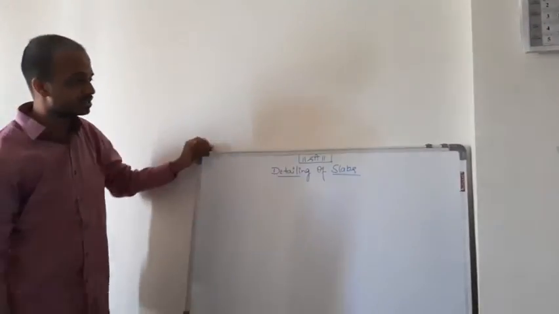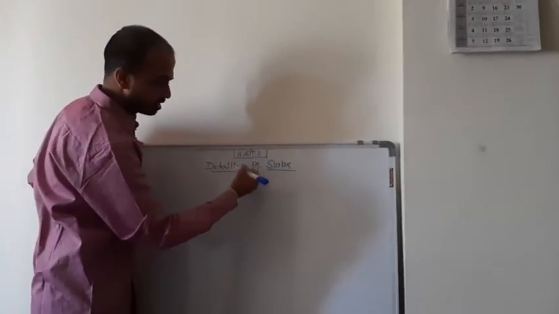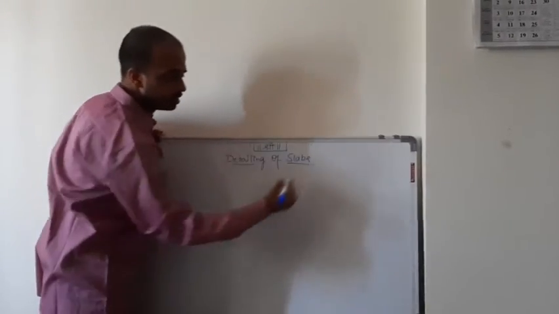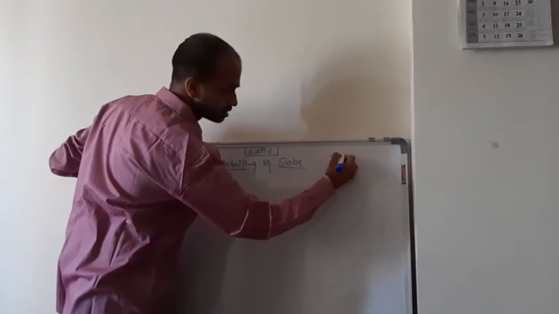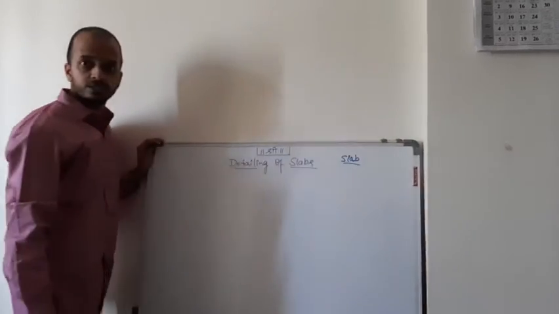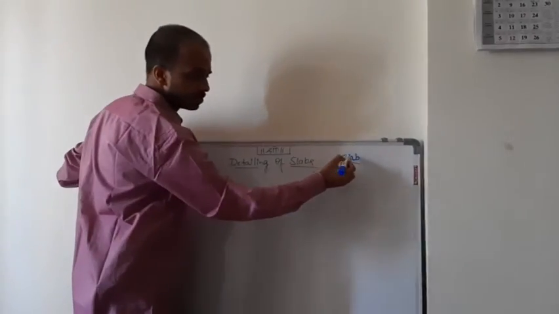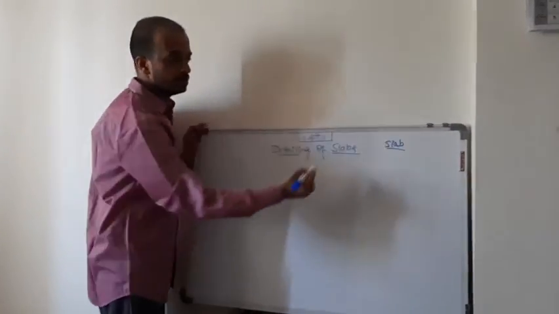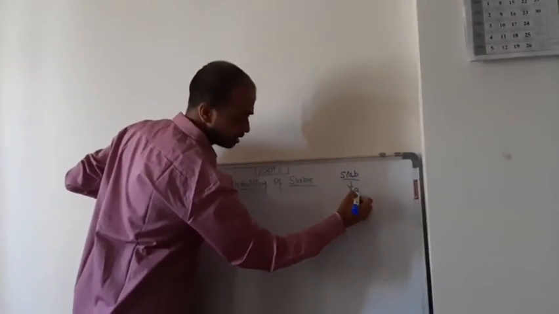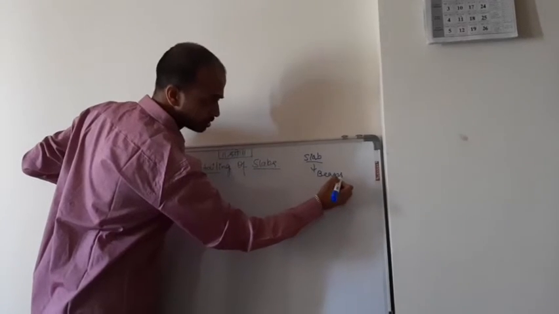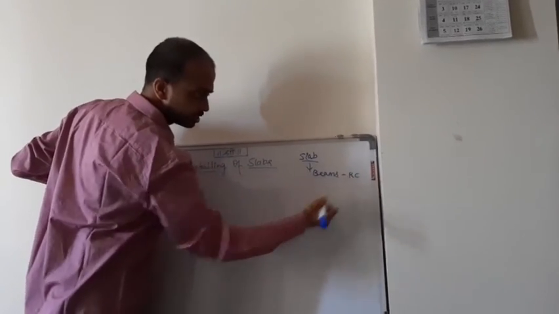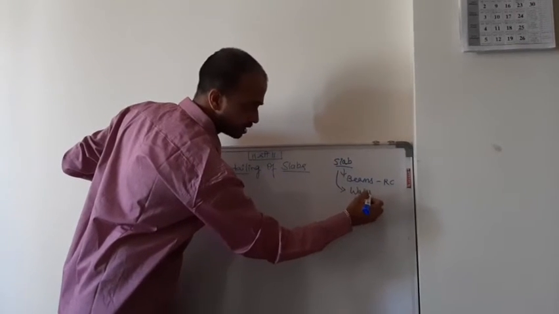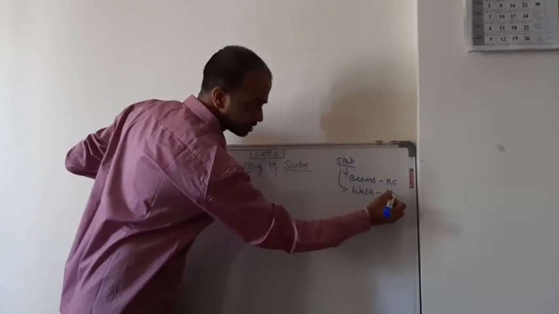And welcome to the detailing on slabs. Before we start with the detailing of the slabs, we shall understand what is the meaning of slab. So slab is a structural element or a member in a structure which transfers the load that is being carried by it to the beams if the structure is framed RC structure, or to the walls if it is a masonry structure.